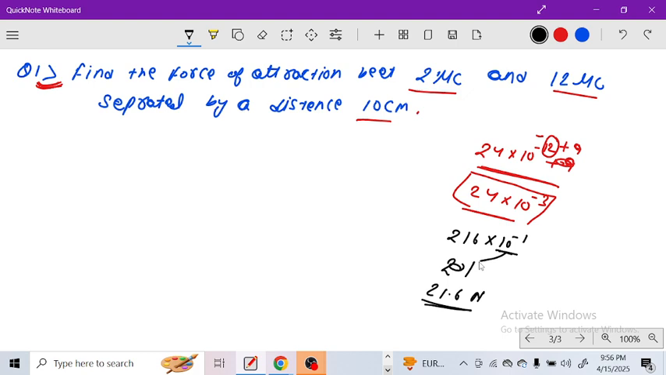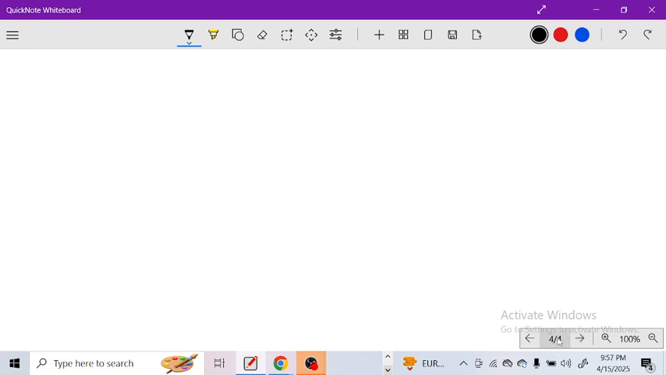If this negative 1 goes to the denominator, it will be like this, 10. Okay, and we can write 21.6. Yes, sir, 10 raised to 1. Okay, correct here. Got it? Got it, sir.